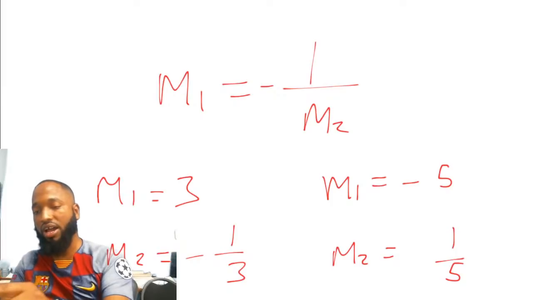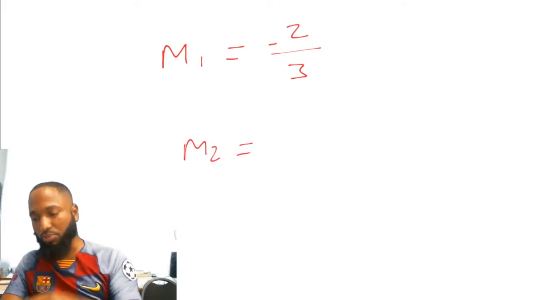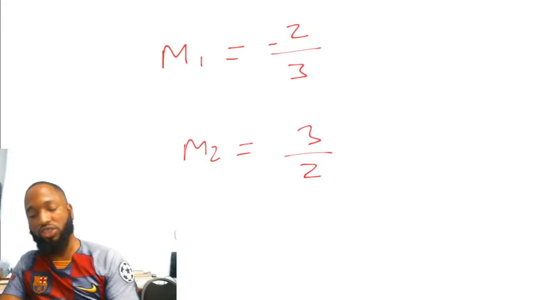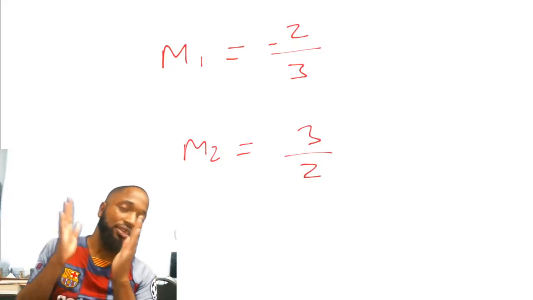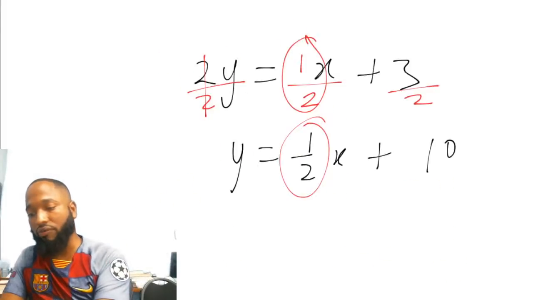One more, if you had a line whose gradient was negative 2/3, flip that, because it's the reciprocal, 3 over 2, and switch the sign. So this is the gradient of the perpendicular line. And it's the same technique we're looking for in the question.